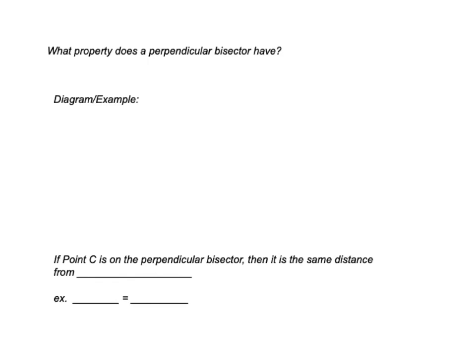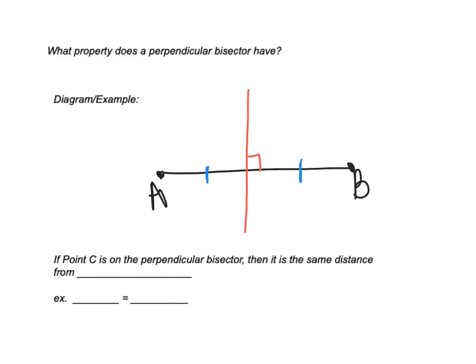Okay, if we have a perpendicular bisector, let's draw that diagram here again. Here is point A, here's our segment, here's point B. If I draw in my perpendicular bisector like this, that means that I have a right angle here, and that means that this segment and this segment are equal to each other. The property that I'm talking about here is that if I put a point anywhere on that perpendicular bisector, let's call that point C, that means that if I draw a line from C to B or C to A, those two segments are also going to be the same.